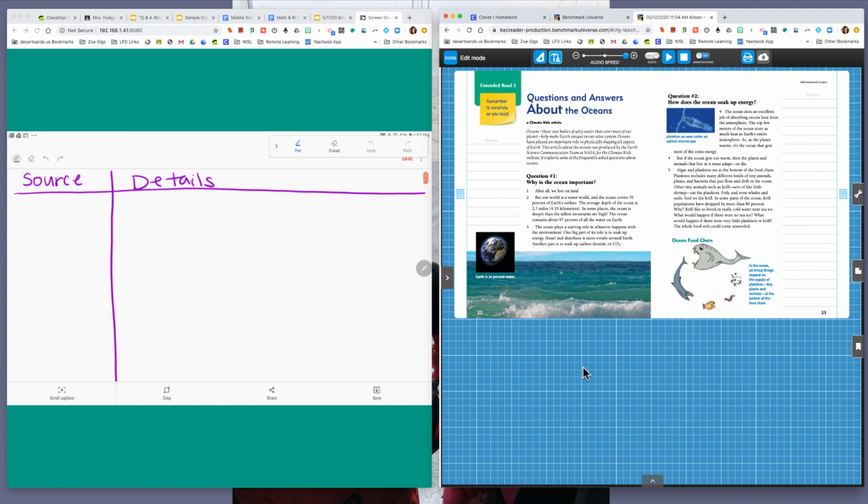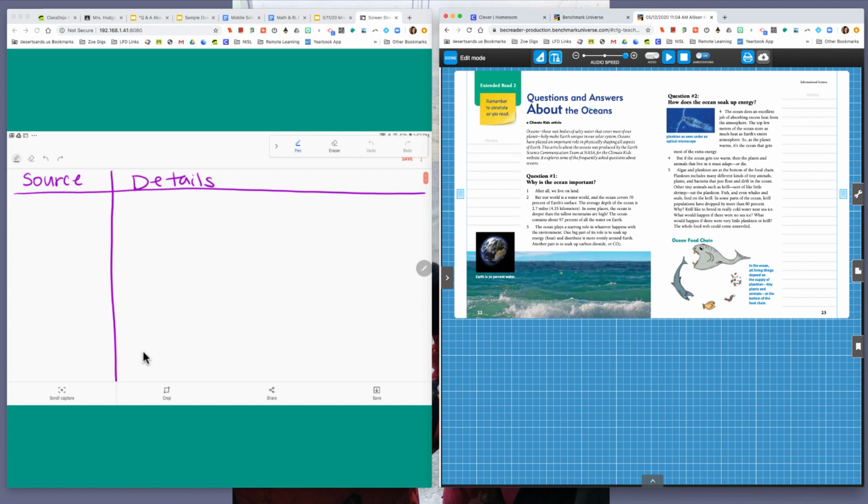If you know how to split your screen like this, you can do them digitally, both of them. Or like me, I'm going to have my piece of paper out, so I'm going to actually be writing out my notes. All right, so it's called Questions and Answers About Oceans. There are italicized words in the beginning. That usually means it's a little hint we need to know. There's a little thing that says a Climate Kids article.